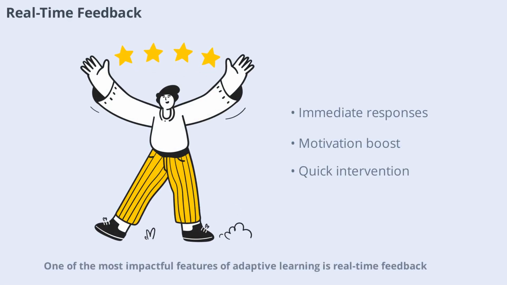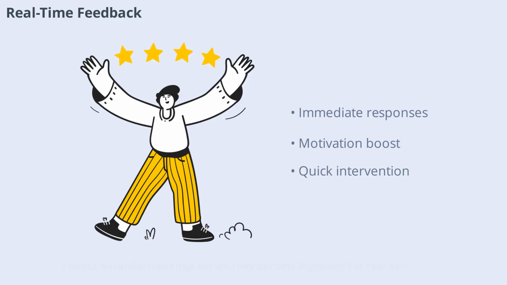One of the most impactful features of adaptive learning is real-time feedback. As students work through lessons and activities, the system provides immediate responses to their answers, guiding them toward the correct solution or offering hints when they struggle. This instant feedback helps students stay engaged and motivated, while also allowing them to correct misunderstandings before they become ingrained. For teachers, real-time data means they can quickly identify students who need extra help and adjust their instruction accordingly.